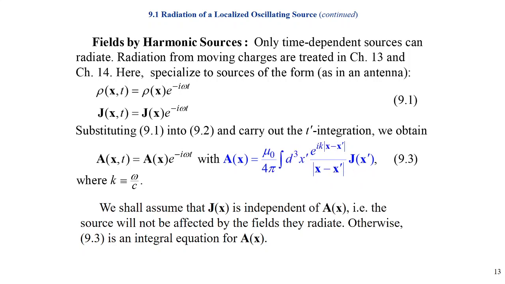We have fields from harmonic sources, time-dependent sources. Only time-dependent sources can radiate. Time-independent sources, the static part, can generate E field and B field, but they cannot radiate. What does this mean? That means the E field and B field will decay very quickly. However, an AC field will radiate. At very far distances, we can still receive the E field and B field. That's radiation.